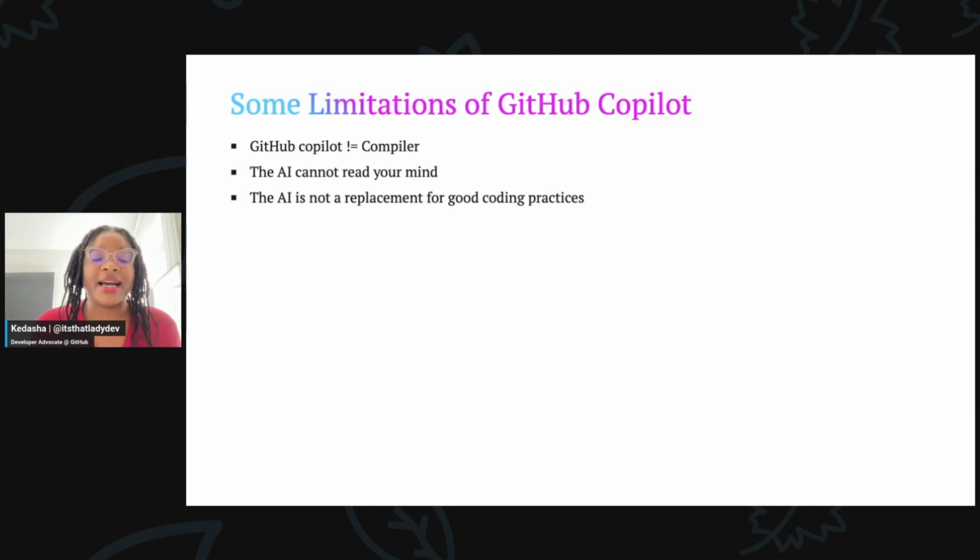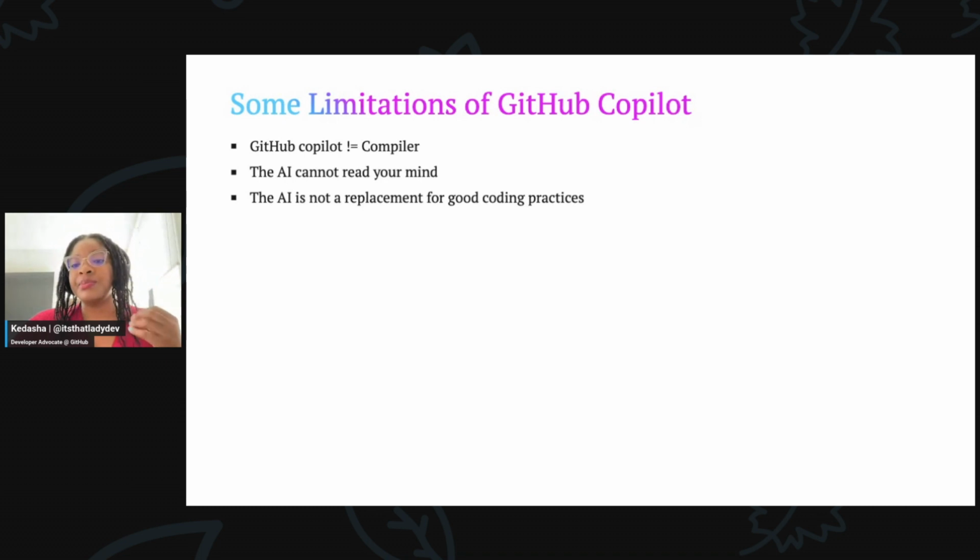Additionally, GitHub Copilot is not a replacement for good coding practices. And actually, if you have bad coding practices, this will be even more apparent when you start using Copilot, because it uses the patterns in your code to give you suggestions. So this means that if you have bad coding practices, you will get bad suggestions. So it's important to keep that in mind when you're using the tool.